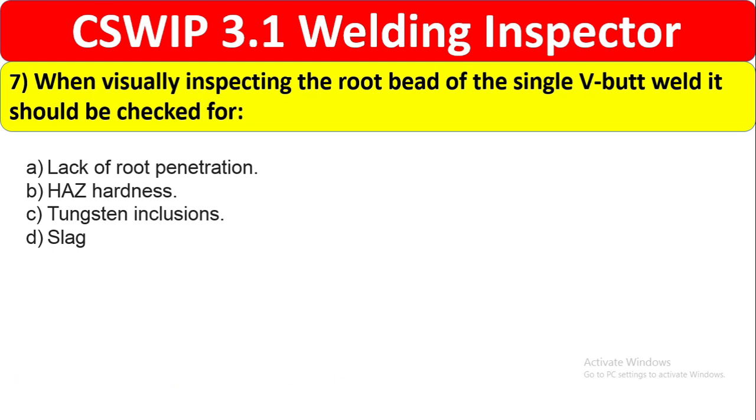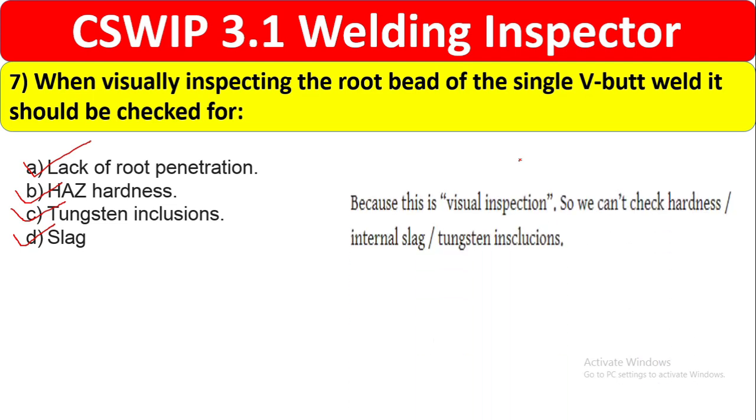You cannot check the hardness visually. This is to be checked by Vickers hardness or Brinell hardness. Tungsten inclusion you have to check by radiography. Slag you have to check by radiography. So only lack of root penetration can be checked when checking the root bead of a single V-butt.